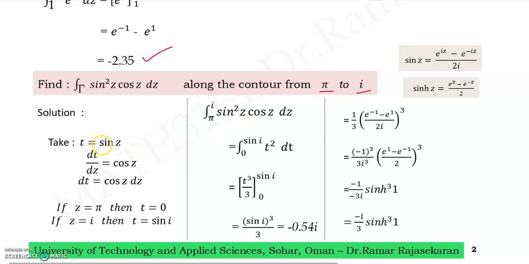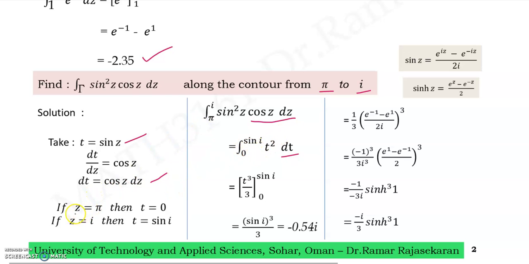Take t equal to sine z, then find the derivative: dt equals cosine z dz. That's why for cosine z dz you write dt. Then for sine squared z, since for sine z we put t, we will put t squared. Now, the given points are the limits of z, and we are now writing the limits of t.